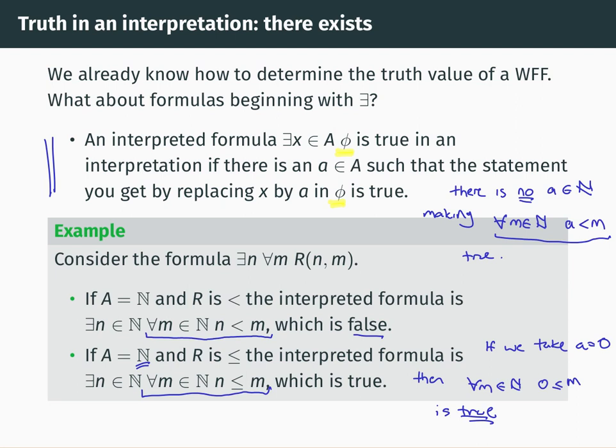So just to emphasize, this gives us an important example that shows that a particular first order formula can be true in one interpretation and false in another interpretation. We saw here that the same formula was true in our second interpretation and false in the first interpretation.